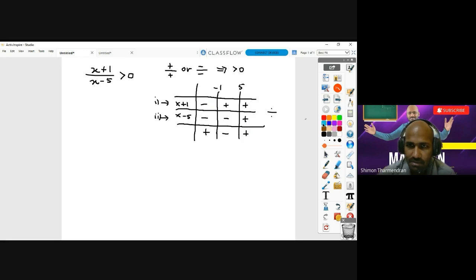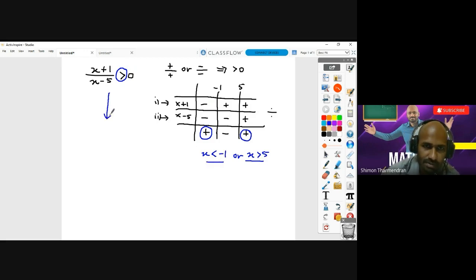So I'm interested in bigger than 0. Why? Because the question said it's bigger than 0, and bigger than 0 is a positive. So positive is on the left-hand side of -1. That means x is smaller than -1. Or the next positive is on the right-hand side, the right of number 5, where numbers are getting bigger than 5. So this is the solution set for this.